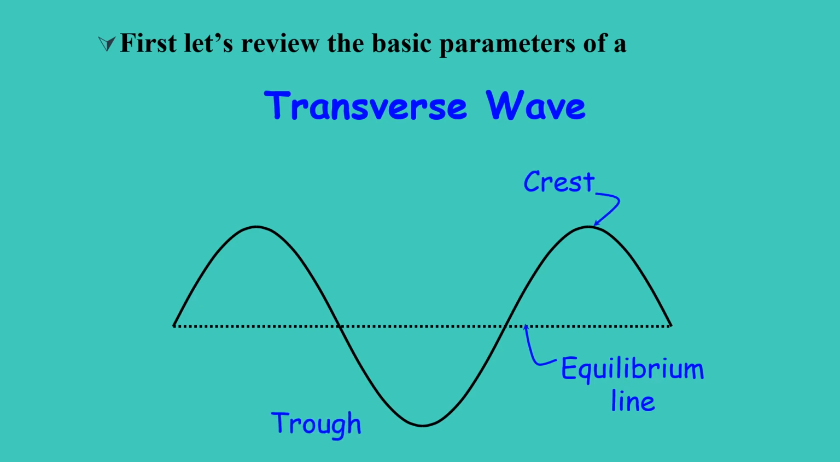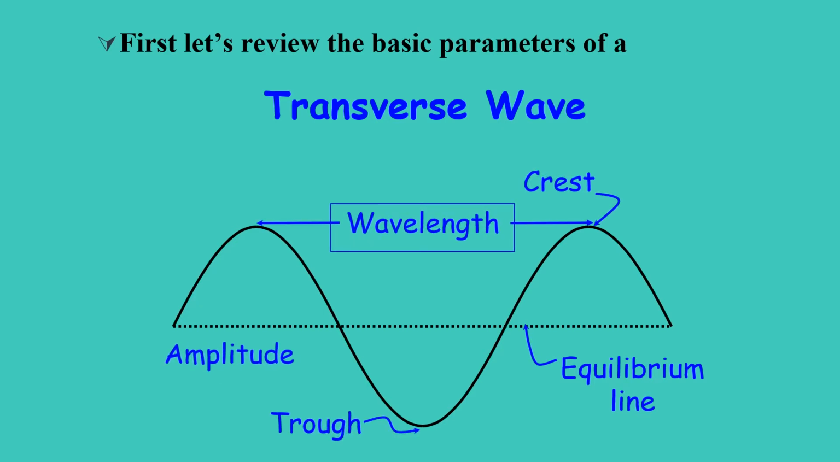We have the equilibrium line. The lowest part of the wave is called the trough. The maximum displacement is called the amplitude. The distance from one point to another point in a cycle is called the wavelength, and the highest point of the wave is called the crest.